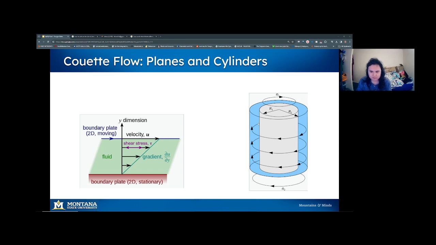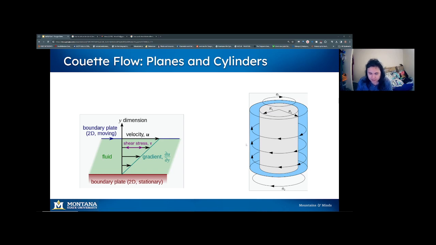But it's not like we're just pouring water into a cup, right? How do you even begin to model that? This is Couette flow, where we have two planes that are sandwiching a fluid in between them, and the planes move relative to each other, and that causes a shear stress, and that causes fluid flow to occur within the sandwich.